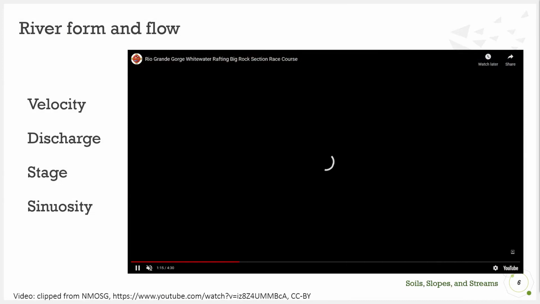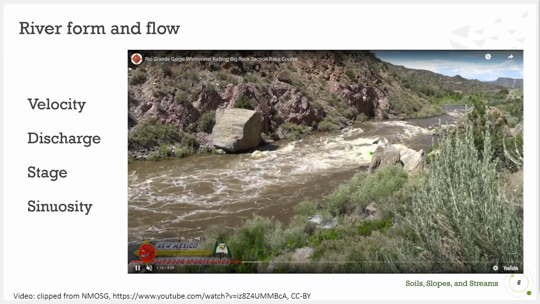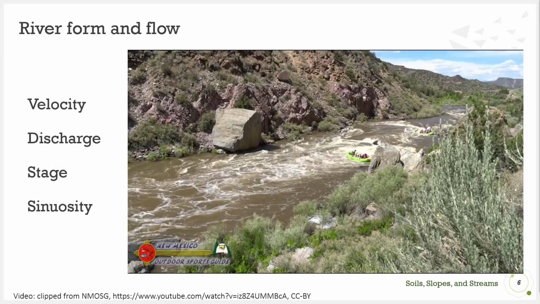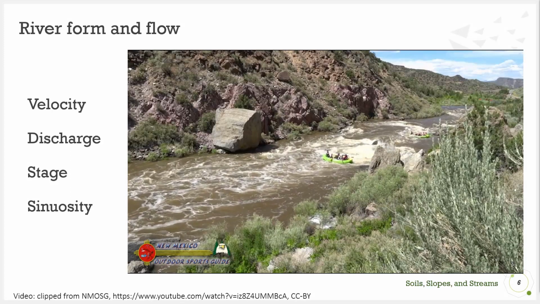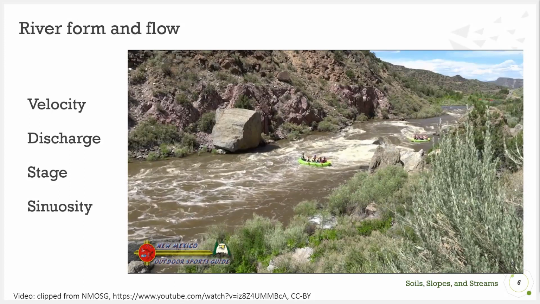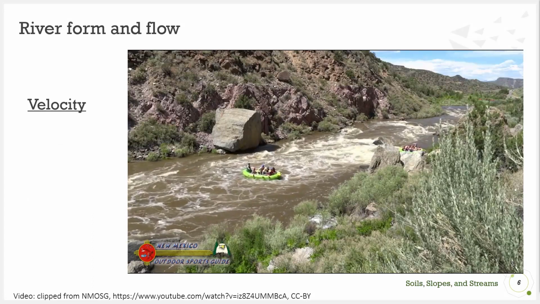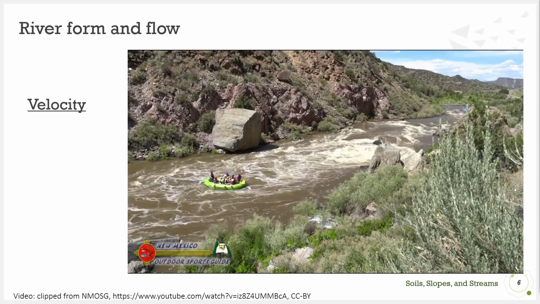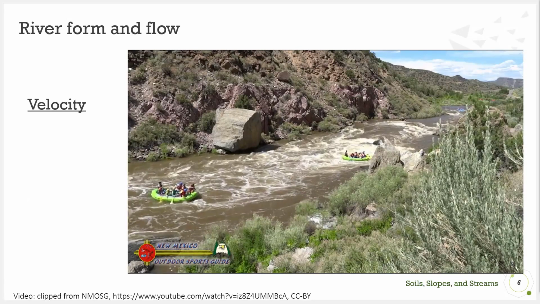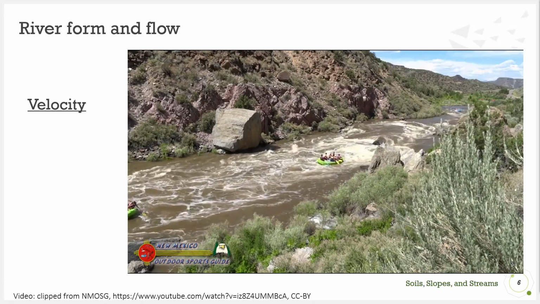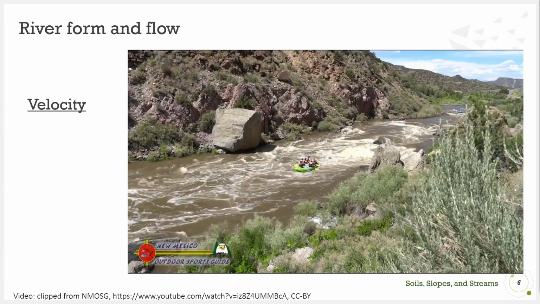When we characterize river form and flow, we use a number of terms that I'll identify here. These are velocity, discharge, stage, and sinuosity. Velocity is how fast a river is flowing. It varies with depth into the water and across the channel width.